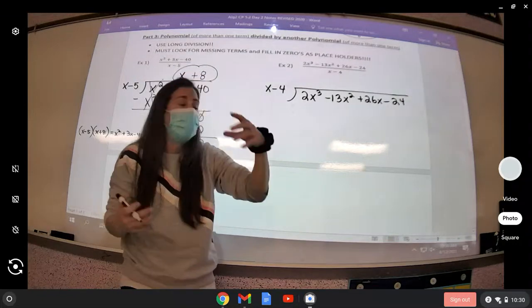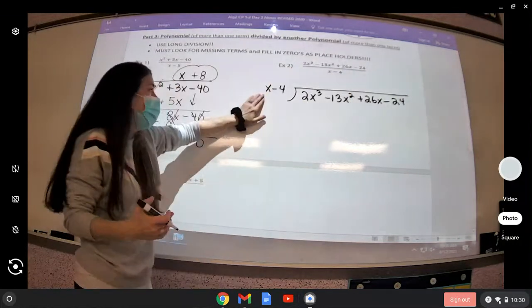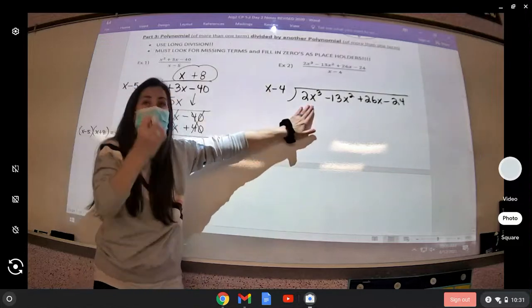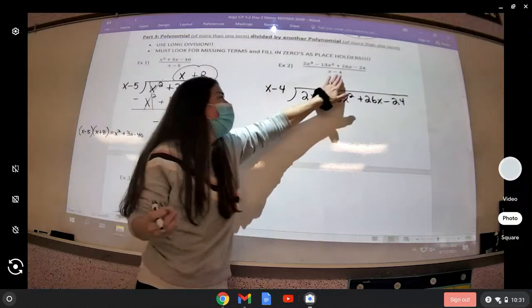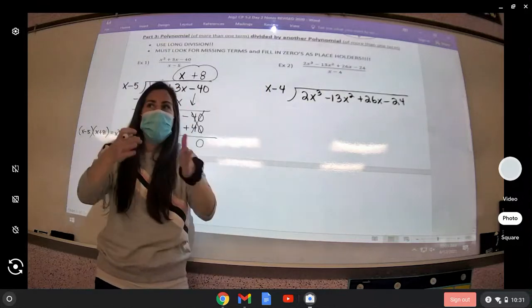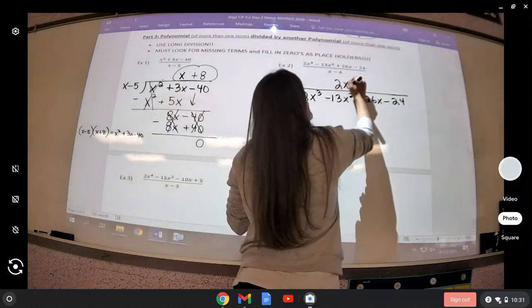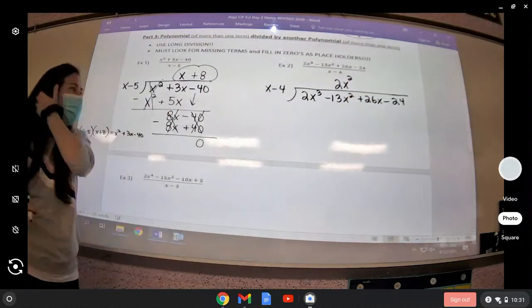But I can't think of it like that. I say, what can I put up here so that when I multiply it with x, it matches? I get a 2x to the third. So what times x gets me 2x to the third? A 2x squared. So above your x squareds, give yourself a 2x squared.